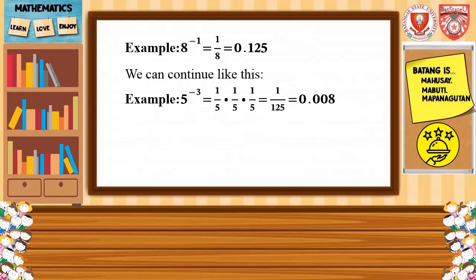We can continue like this. For example, we have 5 raised to negative 3, so it is equal to 1/5 times 1/5 times 1/5, which is equal to 1 over 125, or in decimal point we have 0.008 in the thousandth place.